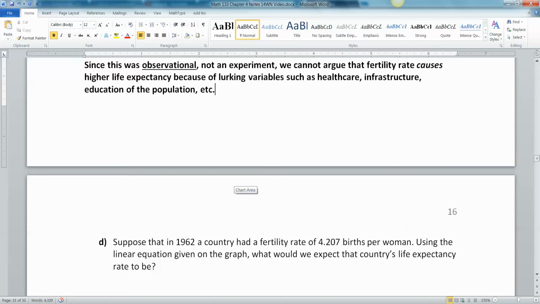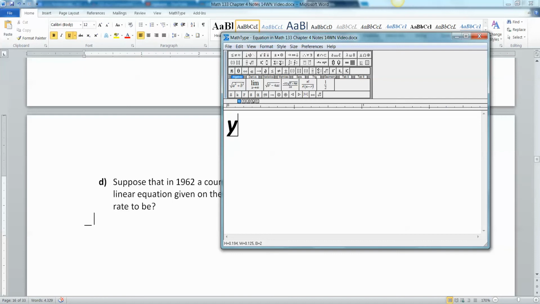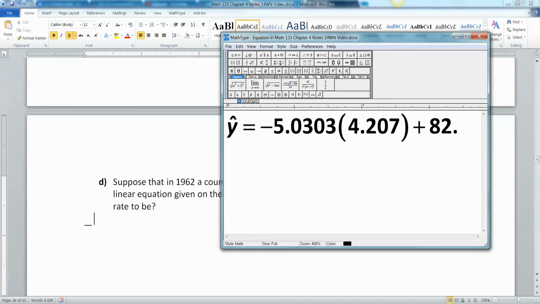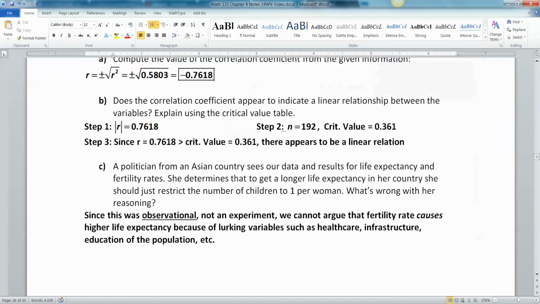Then suppose that a 1962 country had a fertility rate of 4.207. Using the linear equation given on the graph, what would we expect the country's life expectancy to be? Well, that'd be y hat, because this is an approximation. So we could put a little hat on its head, because it's basically saying this is the approximate. It's negative 5.0303 times 4.207 plus 82.528.